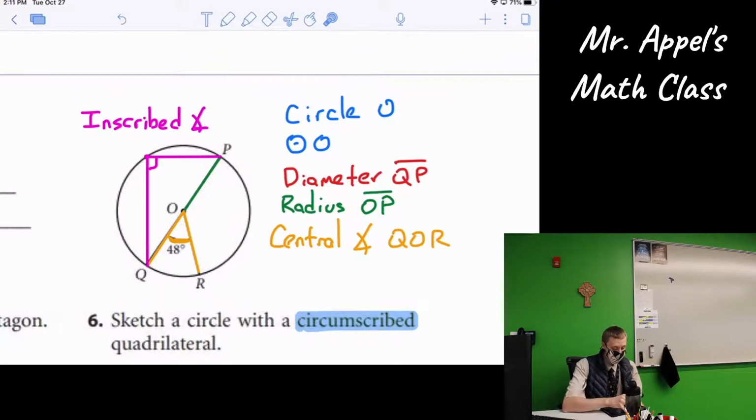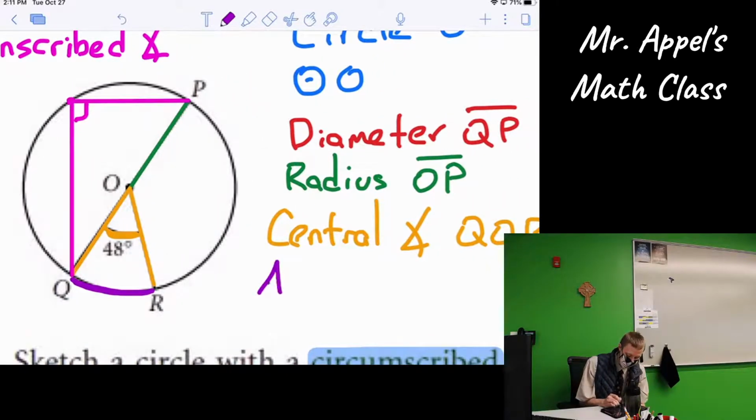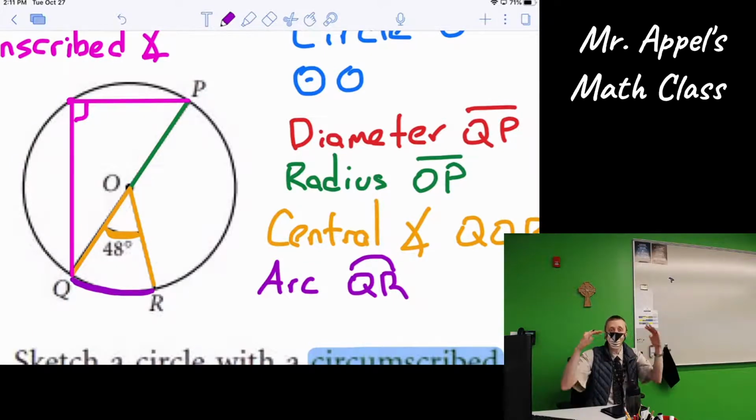The central angles, though, are super important because the central angle also defines an arc, right? So if the central angle looks like your slice of pizza, the arc is the crust. And so we can talk about an arc from Q to R. And we're going to draw an actual curved piece above the letters. Okay? This is not a segment. This is an arc. It is part of the circle. It's not the whole circle. It's a piece of it. And so it has some curvature to it.